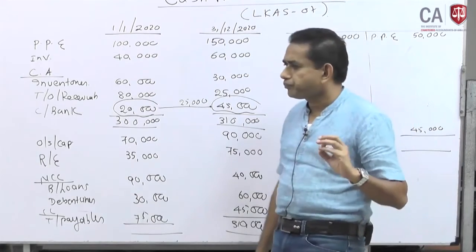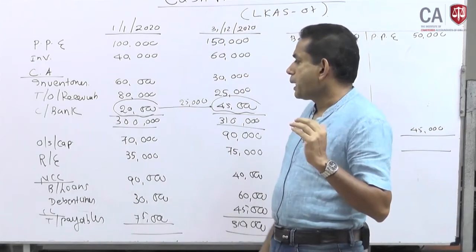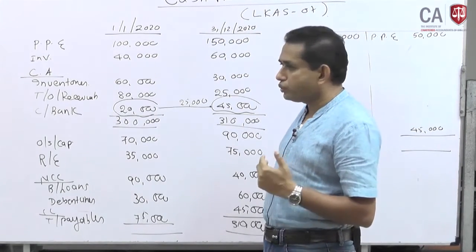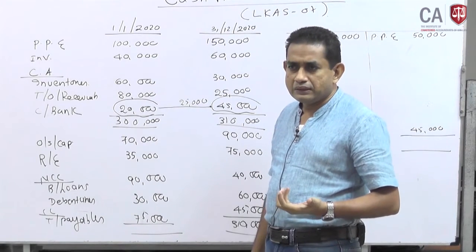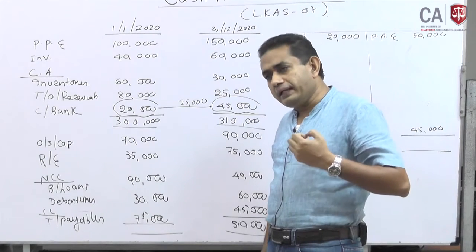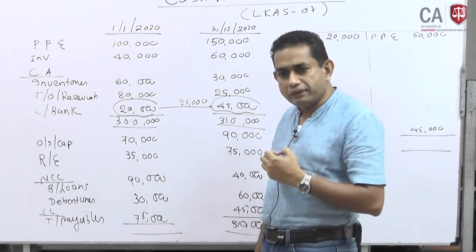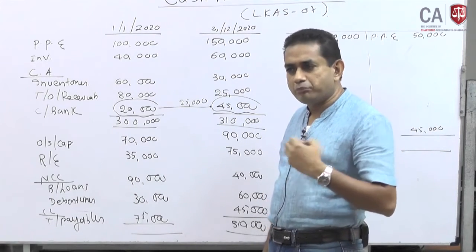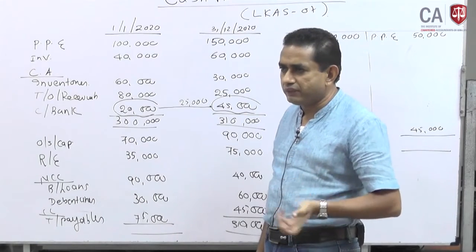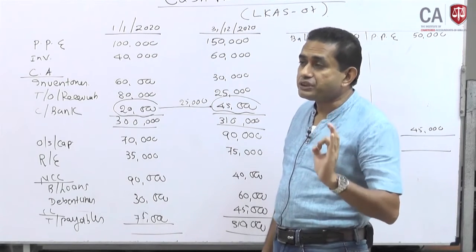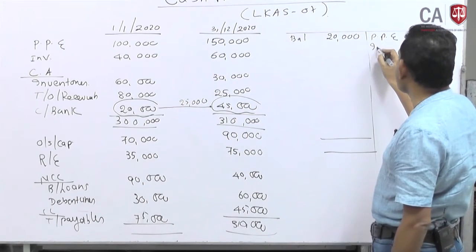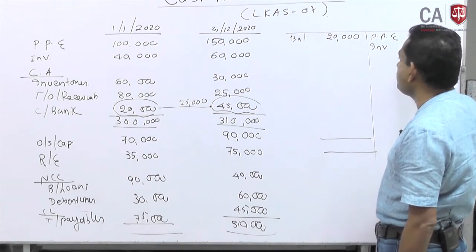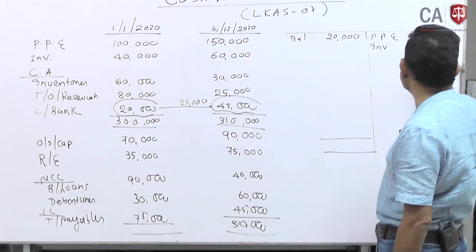Investment. Opening is 40 and the closing is 60, and the difference is 20,000 rupees. Since no other information is given to the contrary, I simply assume that this difference of 20 would have been due to the acquisition of investments during the current year. Simply once again, you credit the cash account and debit the investment account by 20,000.